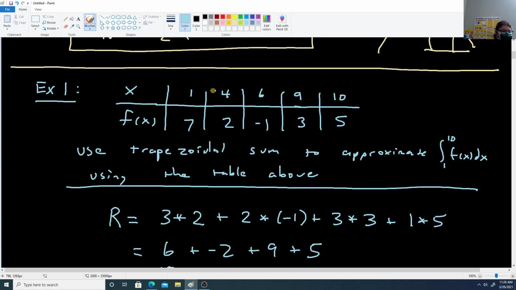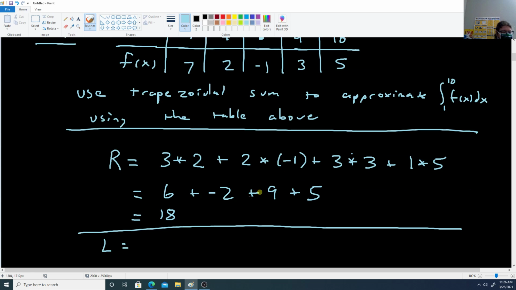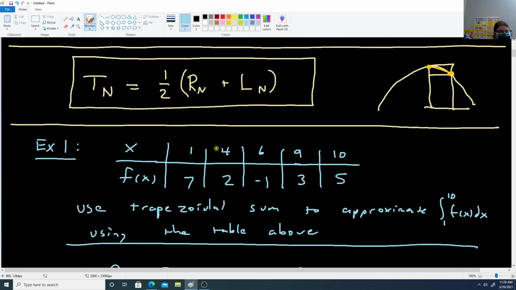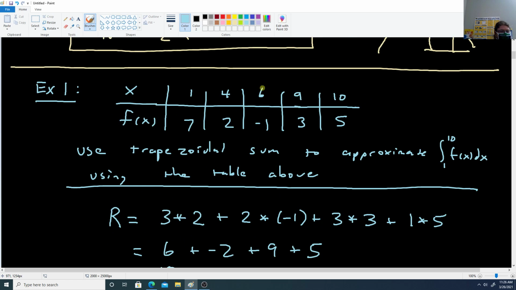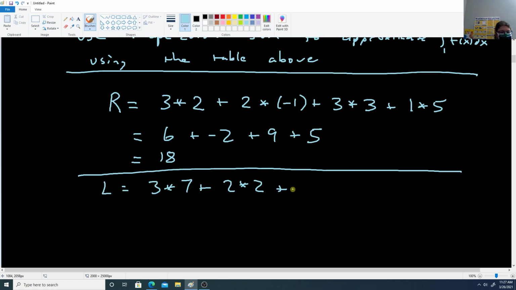So the width here is 3. I'm going to use the left-hand number 7 for that first bar. So I get 3 times 7. The next bar, 4 up to 6, is 2. I use the left-hand number this time, so I use the 2 down here. So we get 2 times 2. Plus the next one, 6 up to 9, is 3. Negative 1 is the left number, 3 is the right number, so I use negative 1 because I'm doing a left endpoint approximation. So I have 3 times negative 1.